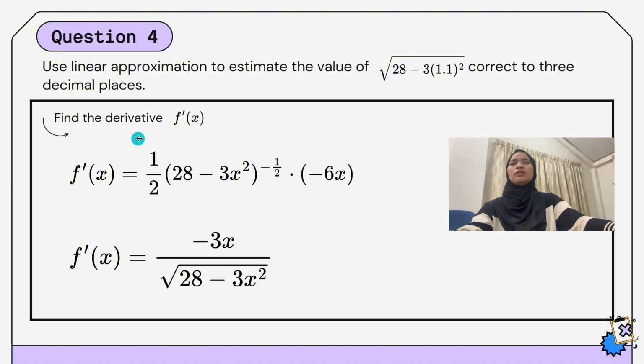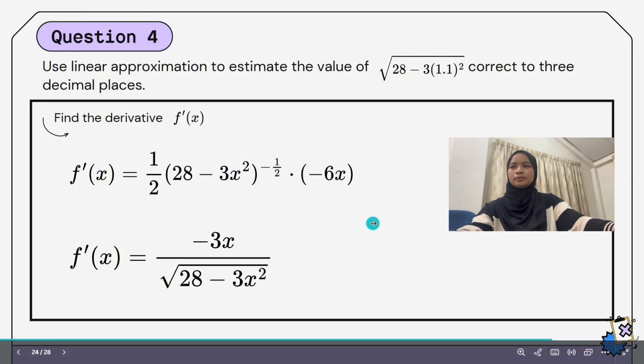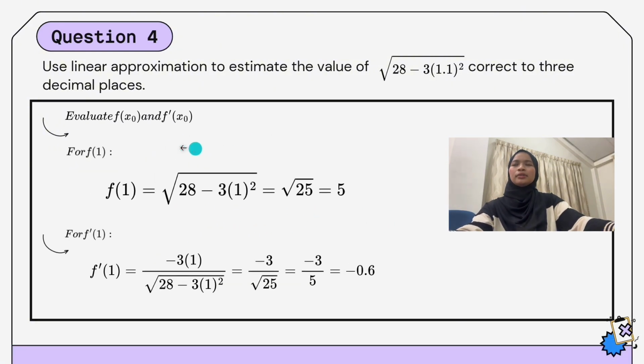The second step is to find the derivative of f(x). f prime x equals 1 over 2 times 28 minus 3x squared to the power of negative 1 over 2. And then we will differentiate the inside. We will get negative 6x. We will put this in simpler terms, which will turn into this. And then we will evaluate f(x0) and f prime(x0).